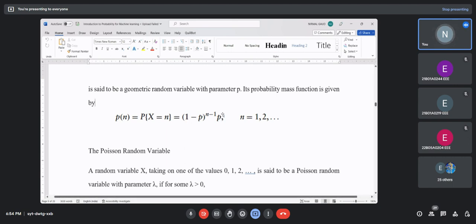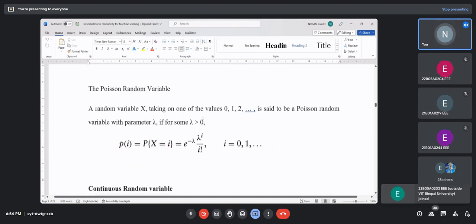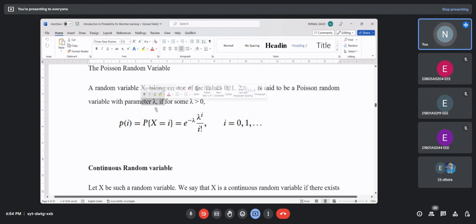Okay, and this is how you need to perform. Poisson random variable. Poisson, what does this mean? Here I am having a random variable taking just one of the values 0, 1, 2, whatever it may be, is said to be a Poisson random variable with the parameter lambda.